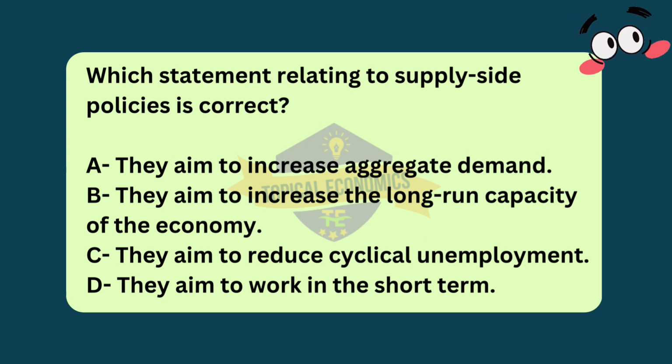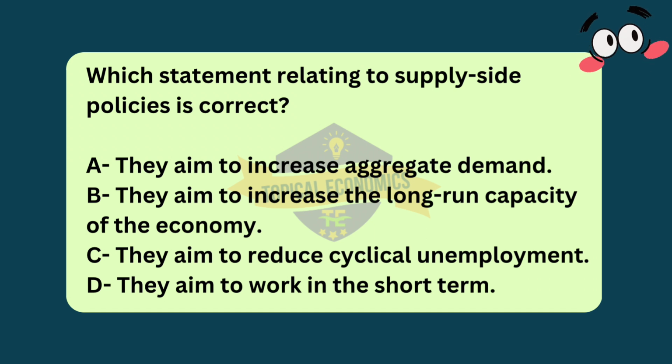The correct statement for this question is option B. They aim to increase the long-run capacity of the economy. Supply-side policies are designed to improve the productive potential of the economy by enhancing factors like labor market flexibility, capital investment, and technological innovation.